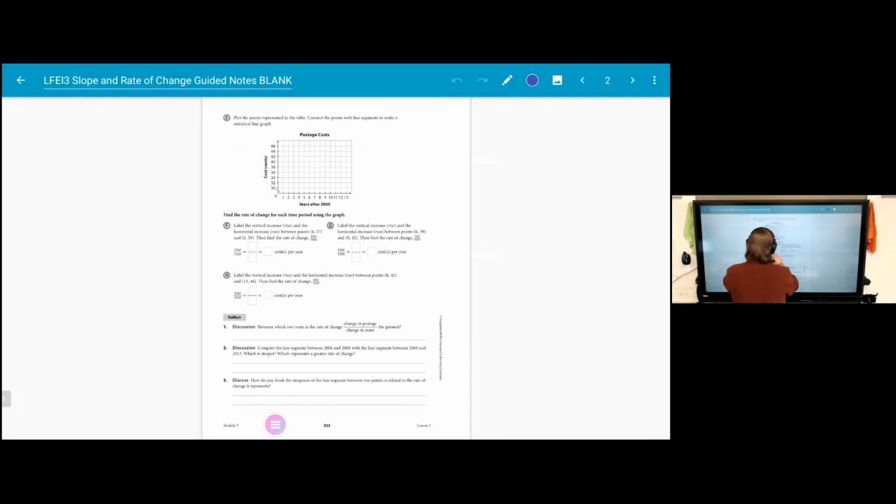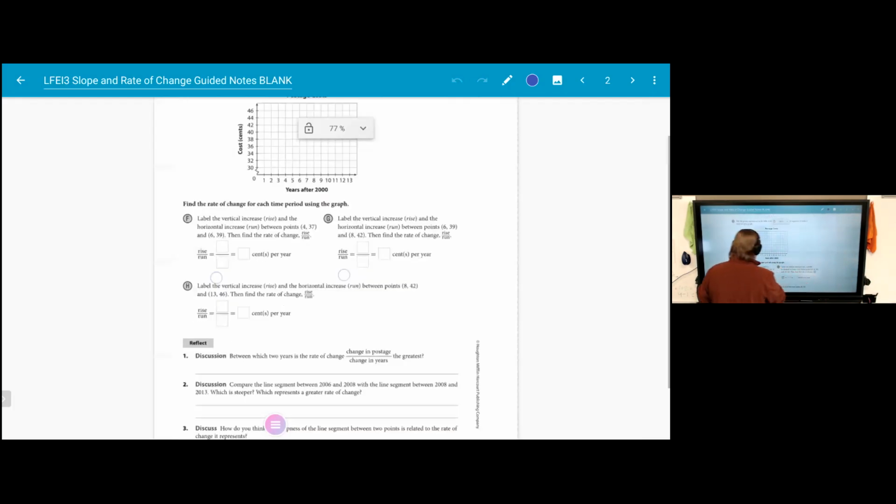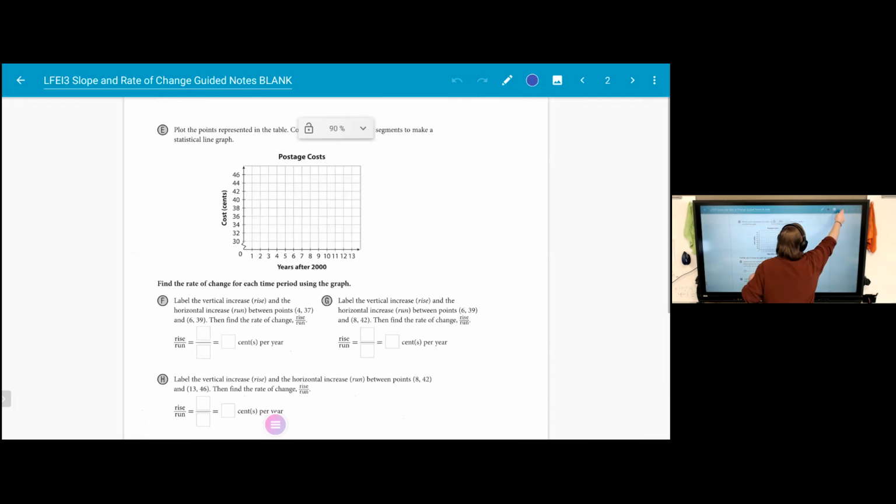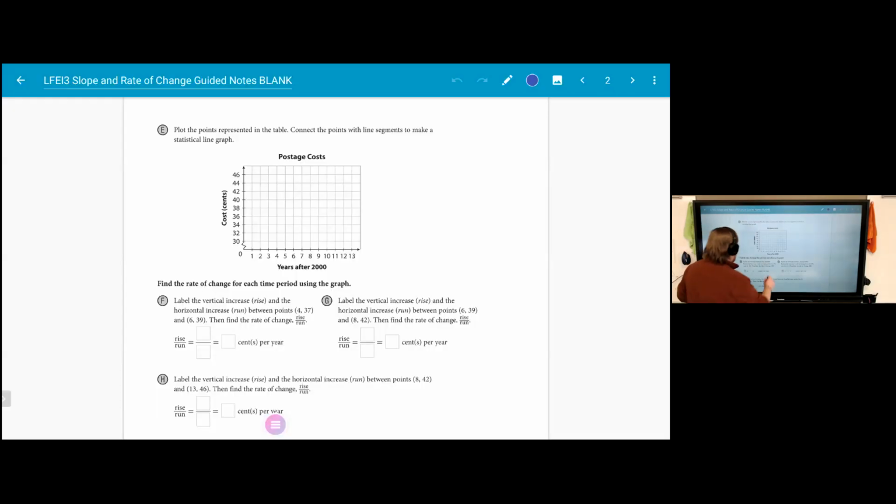If I'm trying to plot the points, let's see here. Oh, I already forgot the points. Here's what we had. In 2003, it was 37 cents. 4 was also 37. 6 was 39. 8 was 42. And 13 was 46. It says connect the points with line segments to make a statistical line graph.